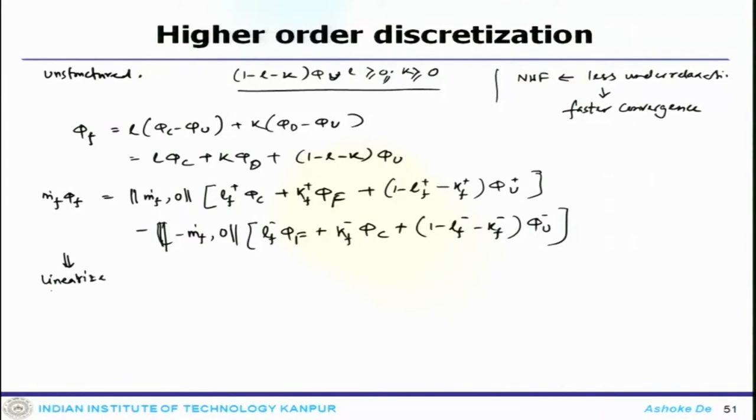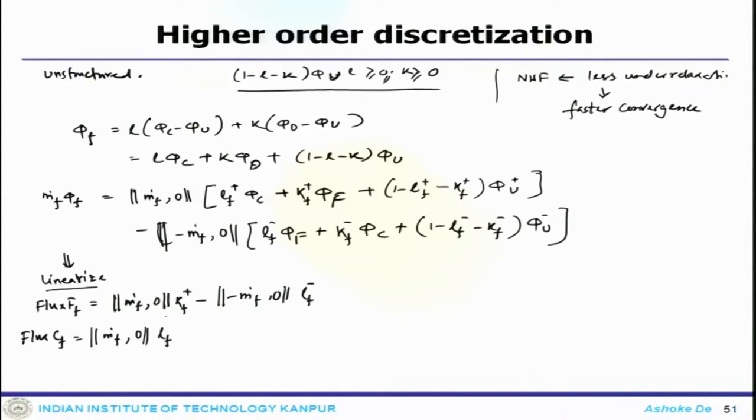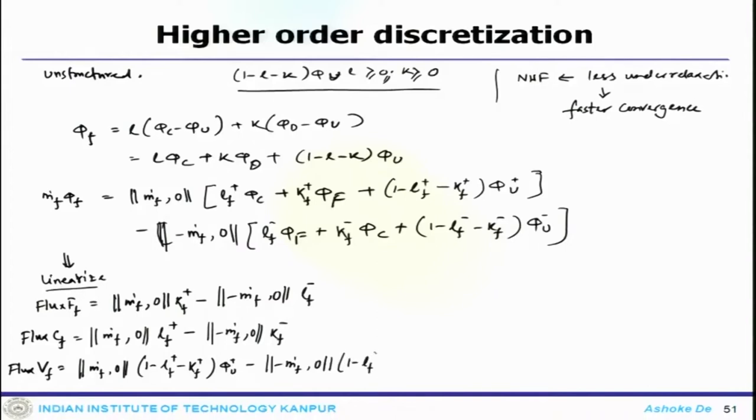then you get flux F f, m dot f k f plus minus m dot f L f minus, flux C f, m dot f L f plus minus m dot f k f minus, and flux B f, m dot f 0 1 minus L f plus k f plus phi u plus minus m dot f 0 1 minus L f minus k f minus phi u minus.